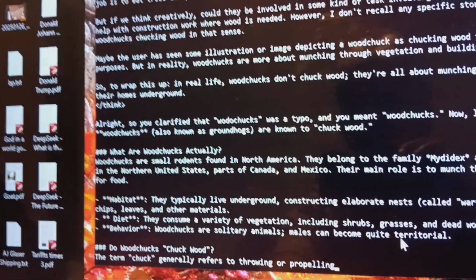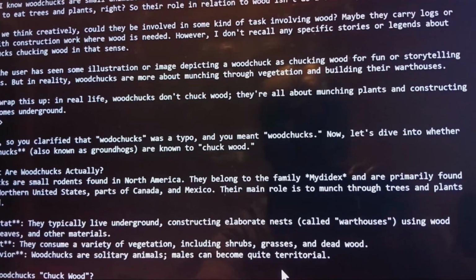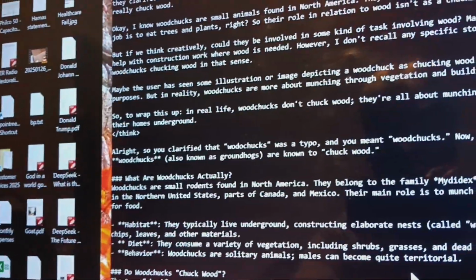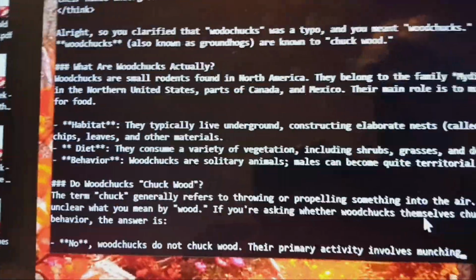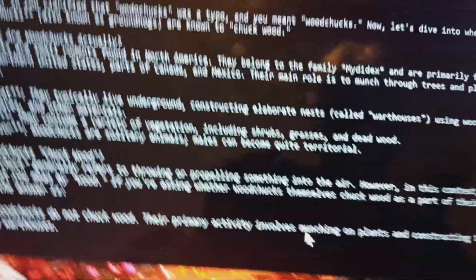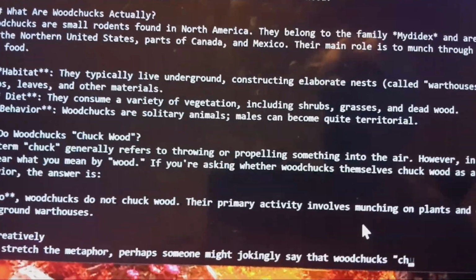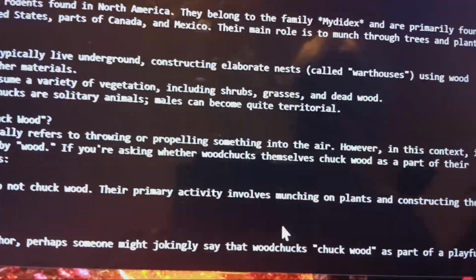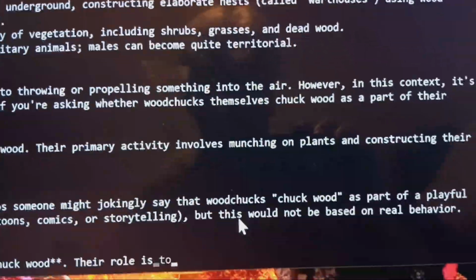Do woodchucks chuck wood? The chuck generally refers to throwing or propelling something into the air. However, in this context, it's unclear what you mean by wood. If you're asking whether woodchucks themselves chuck wood as part of their behavior, the answer is no, woodchucks do not chuck wood. Their primary activity involves munching on plants. If we stretch the metaphor, perhaps someone might jokingly say that woodchucks chuck wood as part of a playful or creative context, like cartoons or comics or storytelling, but this is not based on real behavior.